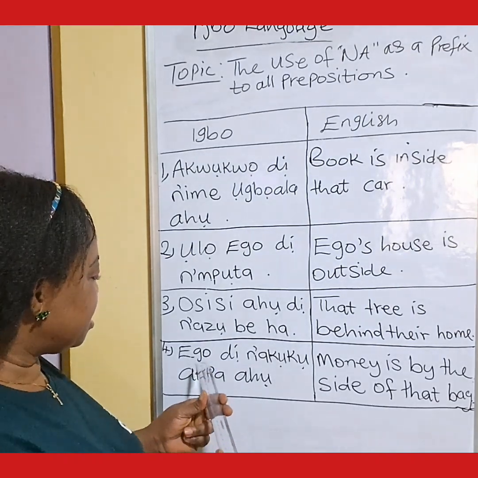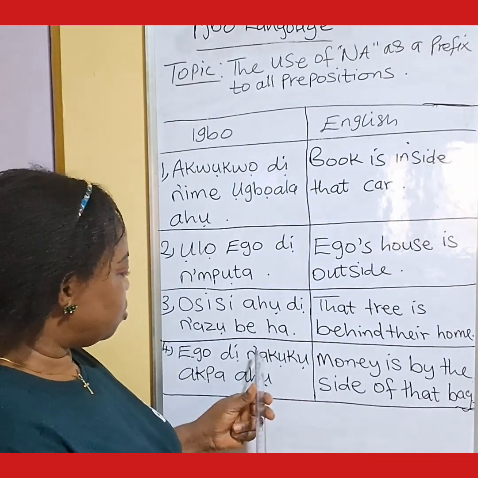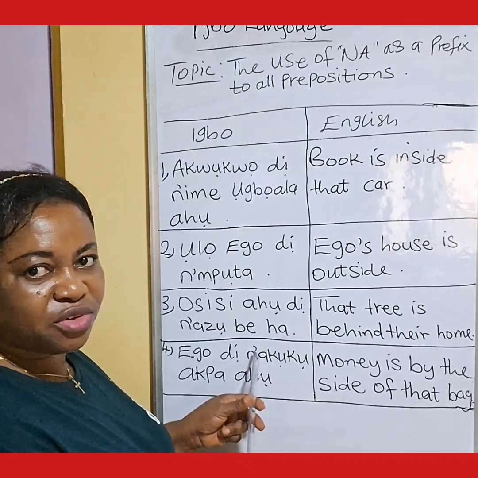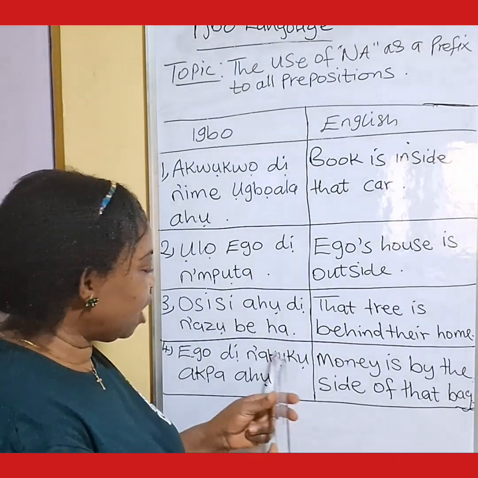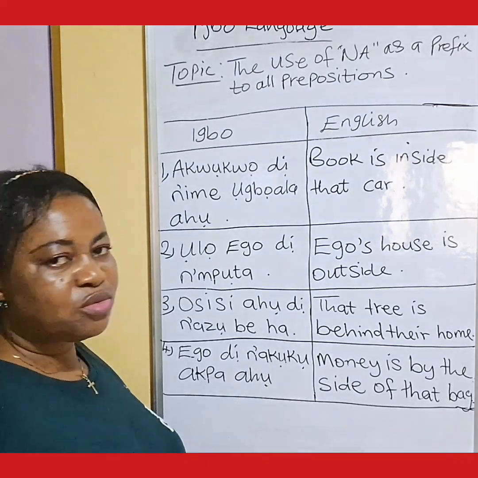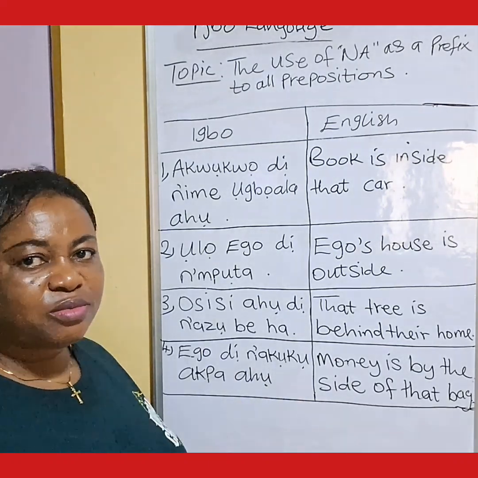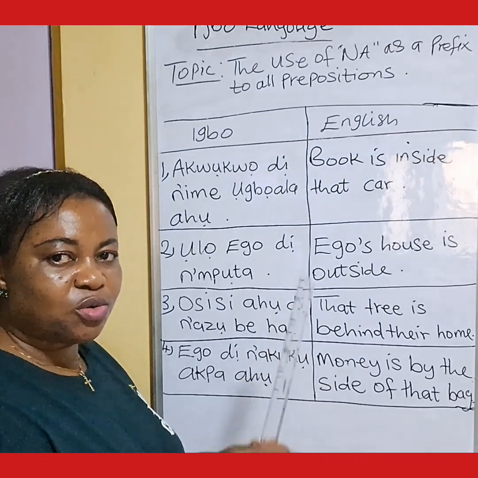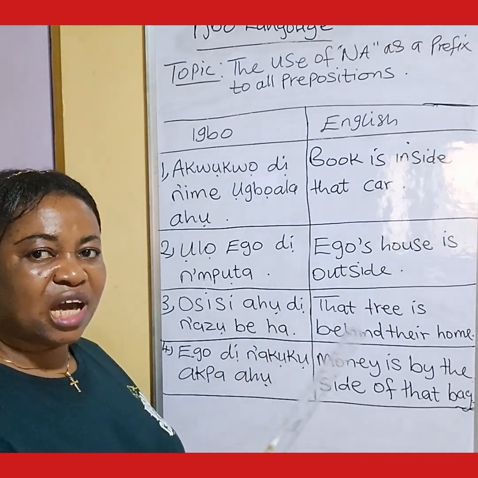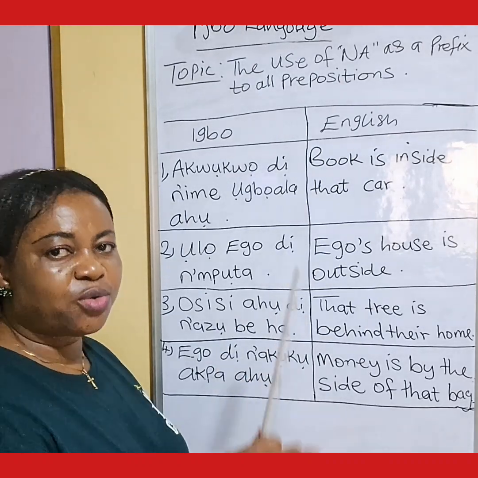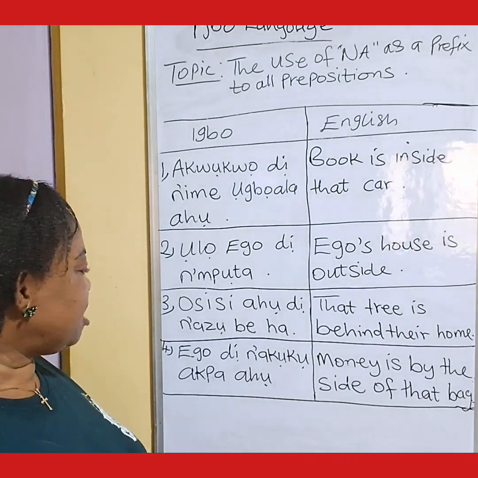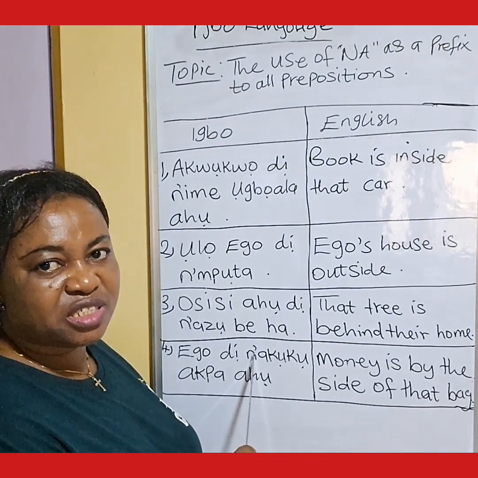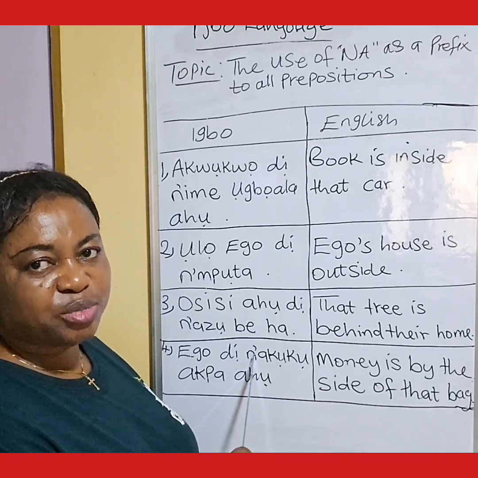You can see that ego dị n'akụkụ. We put an apostrophe here and remove a. It becomes n'akụkụ. You pronounce it together, n'akụkụ, and not na akụkụ, but n'akụkụ. Okay, that is what we mean by using na as a prefix to all prepositions.